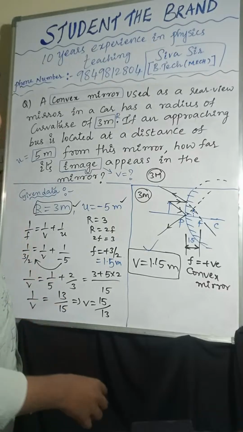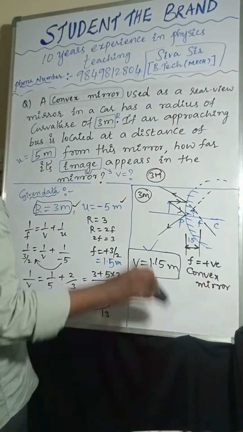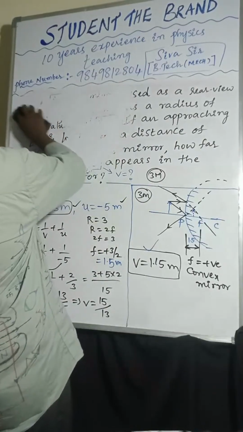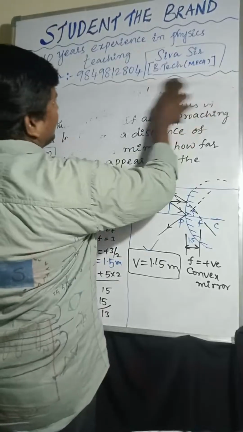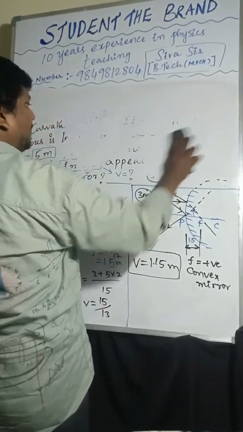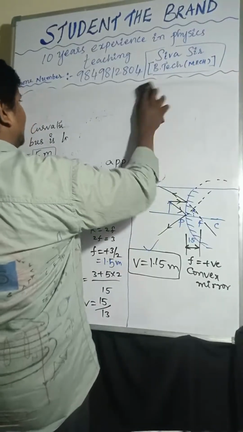When light passes from one medium to another medium, the bending of the light at the interface of the two media, the change in the path of the light at the interface of the two media, is called refraction.